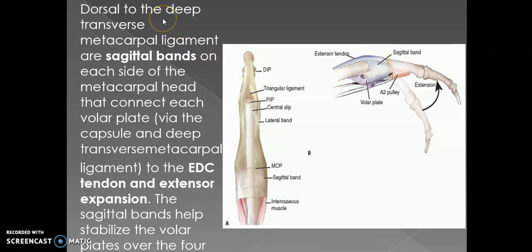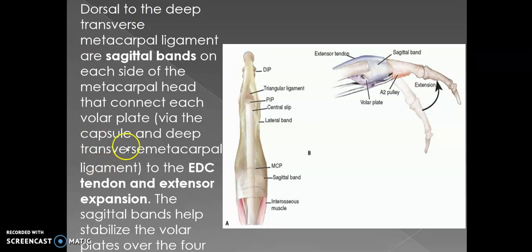So dorsal to the deep transverse metacarpal ligament are sagittal bands on each side of the metacarpal head that connect to each volar plate via the capsule, the deep transverse metacarpal ligament, and to the extensor tendon and the extensor expansion. So that means we have already understood the volar plate attachment. Now when it comes to the dorsal part, the volar plate is also attaching to two more structures, which are the extensor digitorum communis tendon and the extensor expansion.